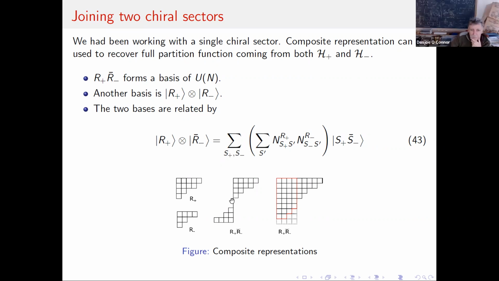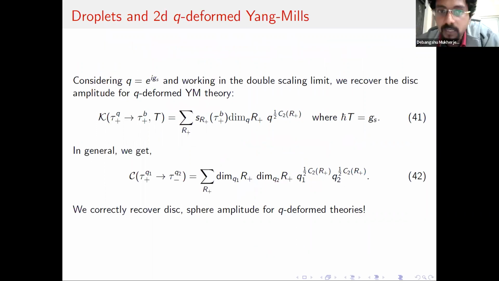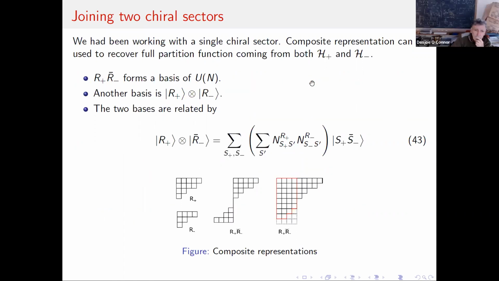Yes, that's clear. Because you are talking about UN, you can't have more than n rows. So each of these representations cannot have more than n by 2 rows, basically. So that's a restriction. But this construction should work for a small number of boxes and n large enough. N has to be large. And so it's something I would say which will specifically work only in the double scaling. Okay. Yeah.